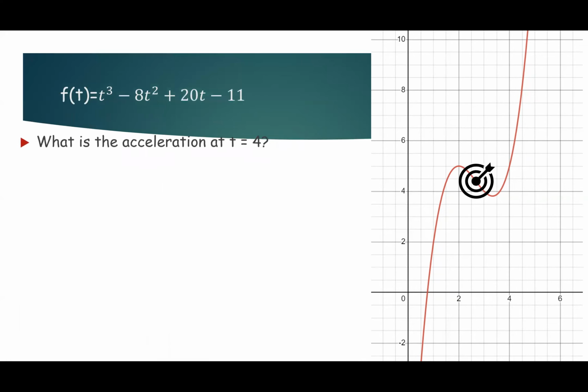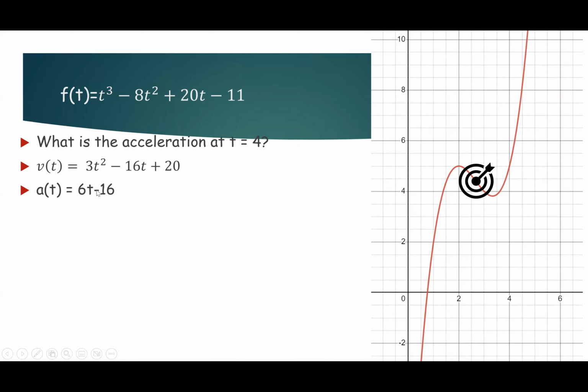Here's our function again. What's the acceleration when t equals 4? Now, it's a beautiful bullseye, but it has nothing to do with t equals 4. So velocity, as we saw before, is 3t squared minus 16t plus 20. But the acceleration is going to be the derivative of velocity. In other words, 6t minus 16. So what's the acceleration when t equals 4?